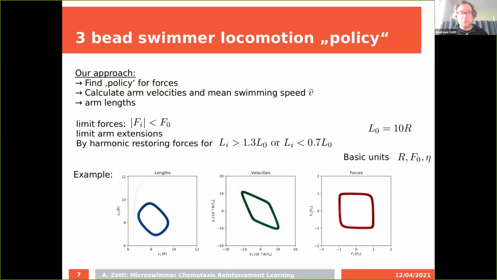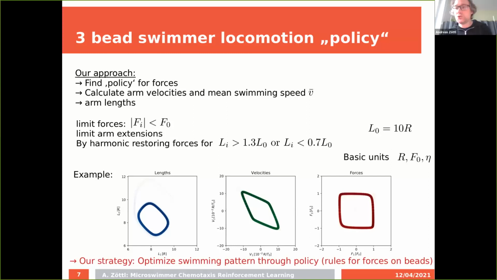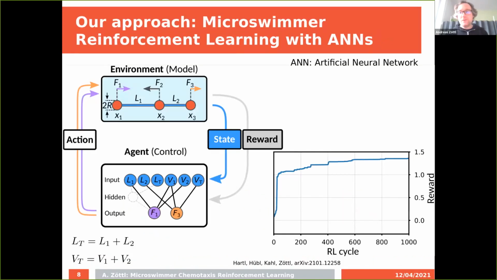And what we now want to do is to find an optimal strategy how to solve this problem when the forces are limited. And for this, we use reinforcement learning with artificial neural networks, so how is it done? In principle, you have an environment, let's say a viscous environment, and then you have a state, which is for example, given by the length and the velocities of the arms, but also by the chemical environment. I will come to this.